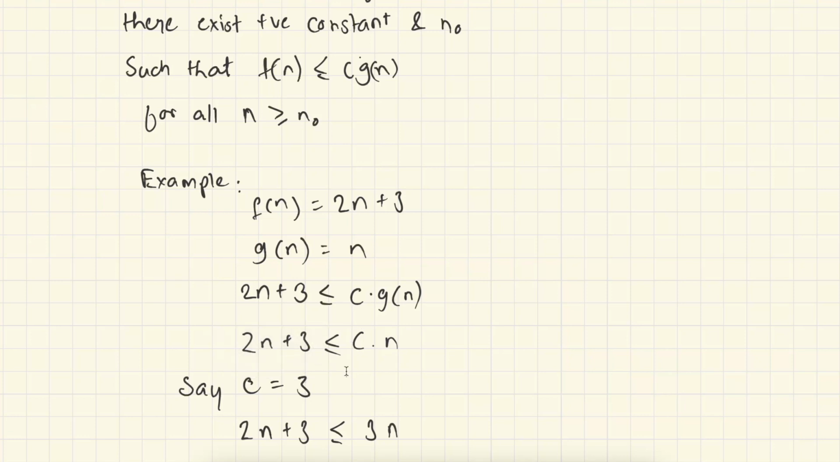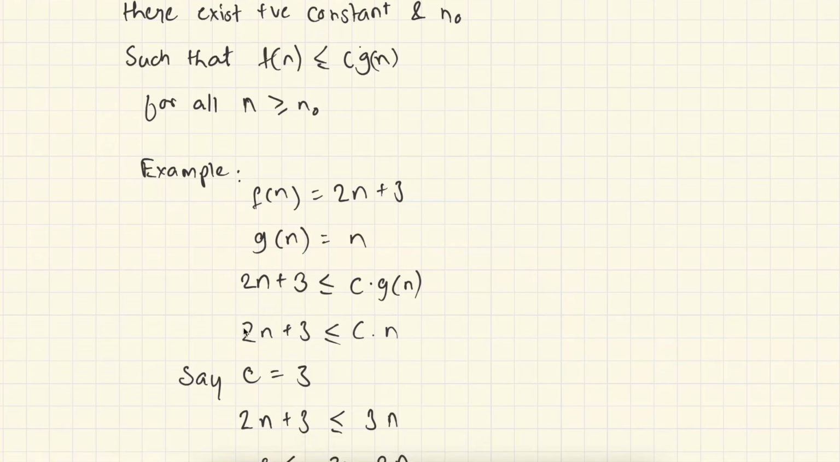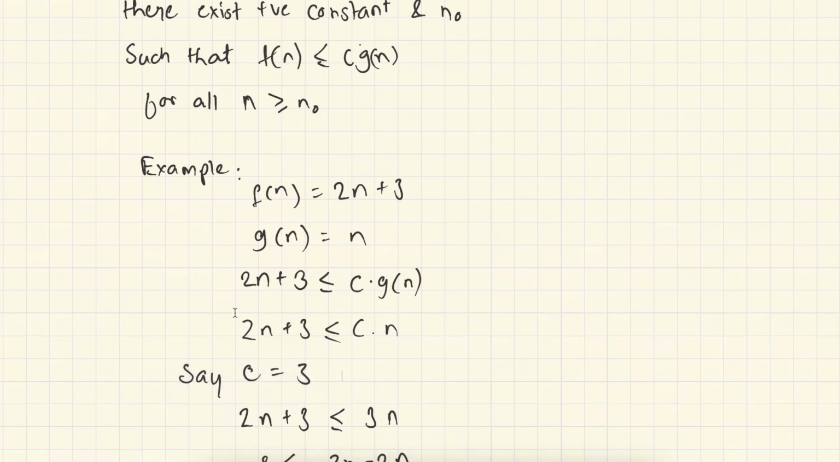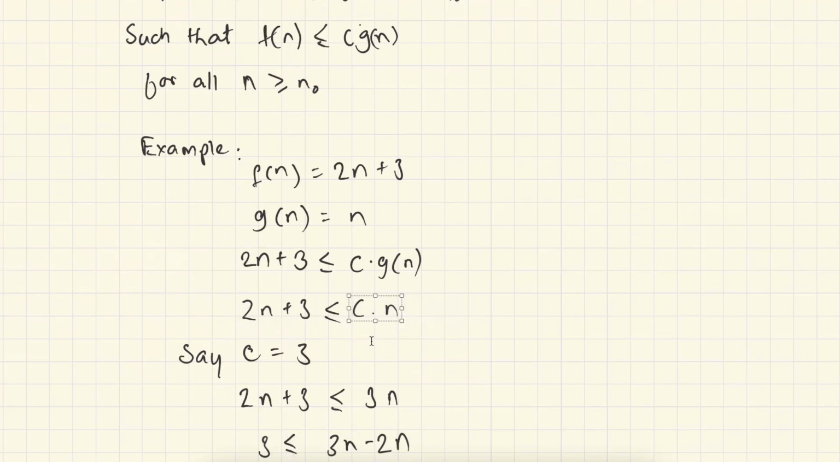So let's use a simple trick here. See, the growing term in this expression is n and the coefficient of this n is 2. So let's take the 2 and add 1 to it. So it becomes 3. So let's say c is equal to 3. And why are we taking c? Because we ultimately want to make this expression smaller than this expression. So that's why we take 3 as a constant.